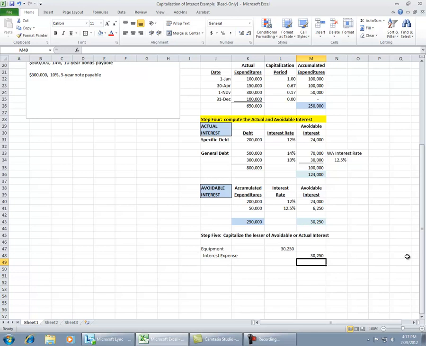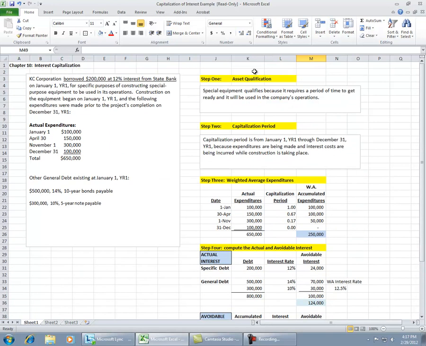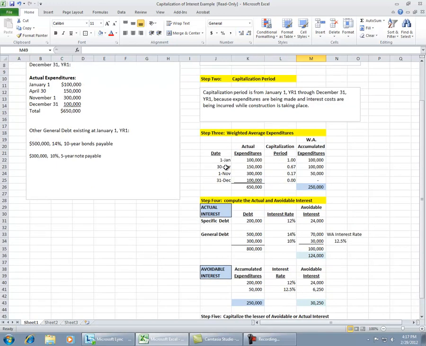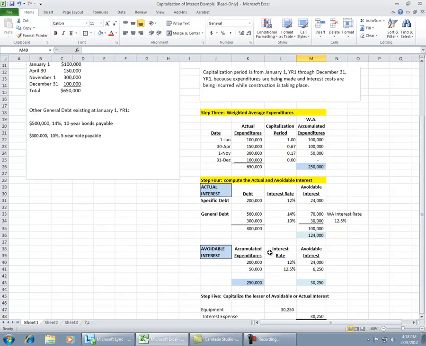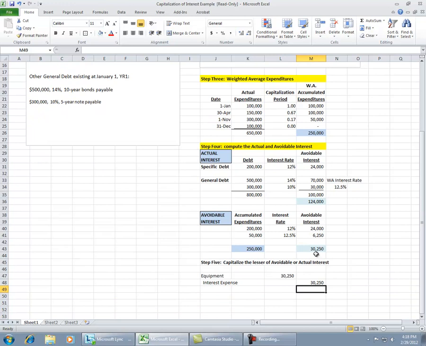So this is our final entry. To arrive at that, we had to first figure out if the asset qualified for interest capitalization and determine the capitalization period. We computed the weighted average expenditures based on the time period that the actual expenditures were outstanding. That $250 dropped down below, and it helped us determine the avoidable interest. We did calculations to come up with the actual interest for the year and the avoidable interest for the year. We looked at those two numbers and capitalized the lesser of the two. We put that amount directly into the equipment and credited interest expense because we assumed that that amount was originally expensed when paid.